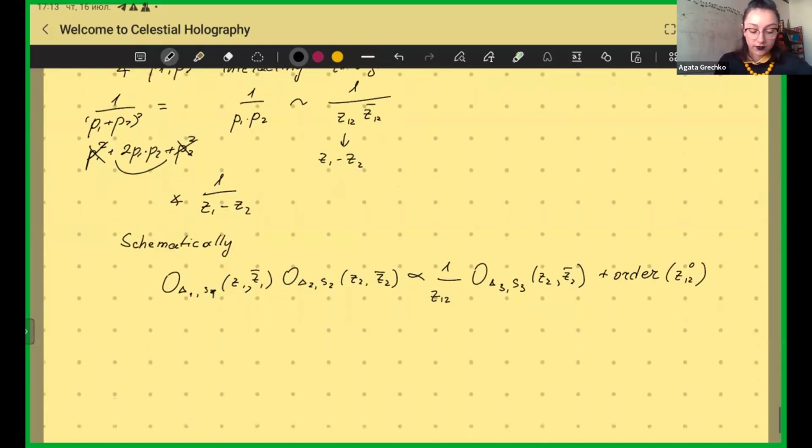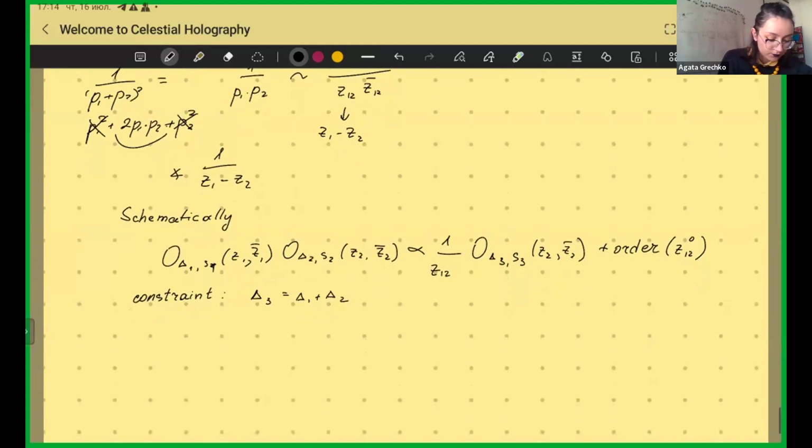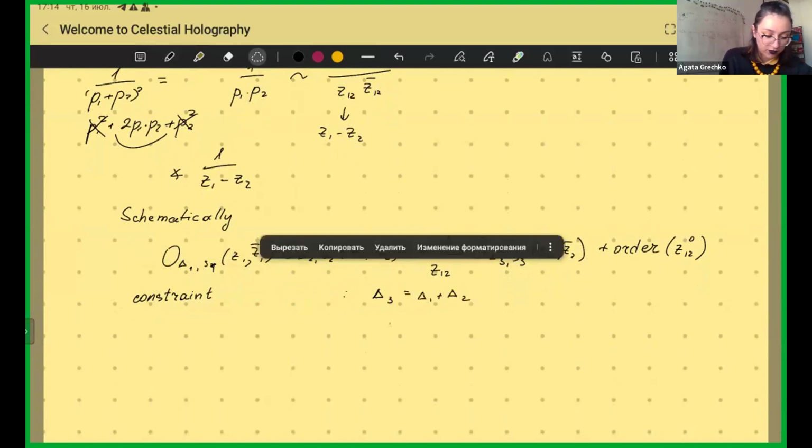And there is a specific constraint that connects the scale and dimensions of two gravitons together. I will not talk about how this constraint arises, but you will be provided with all the links inside my lecture notes. So constraint delta 3 is delta 1 plus delta 2. This constraint should be satisfied for gravitons. Let me write down that it's not just any constraint, it's just a constraint for gravitons. Okay?